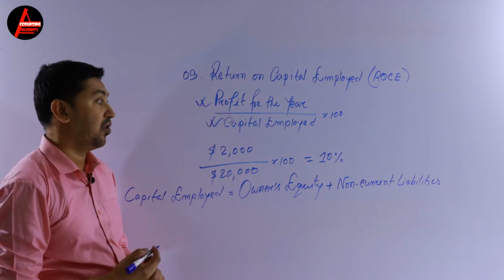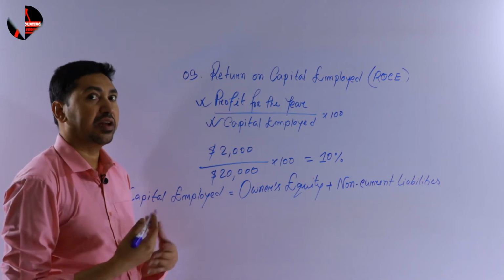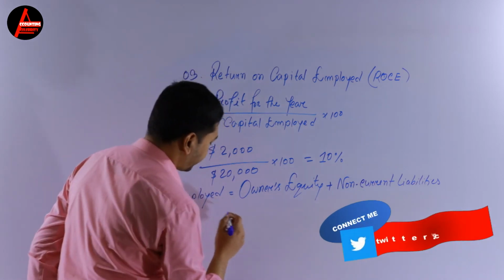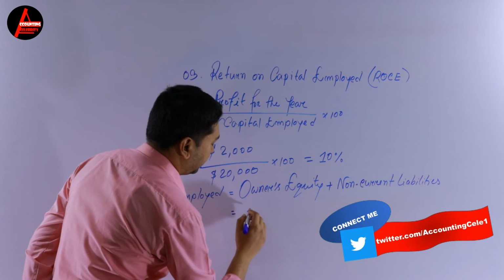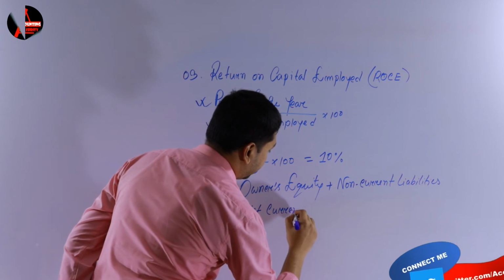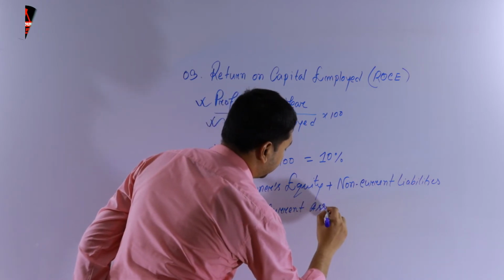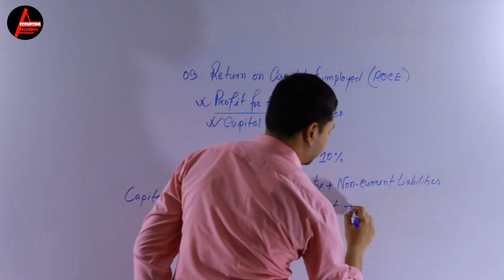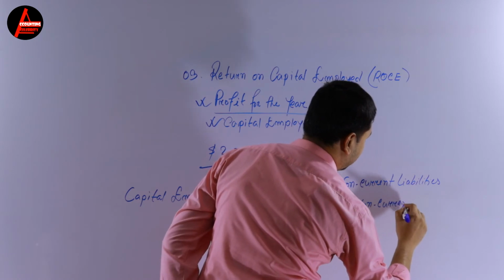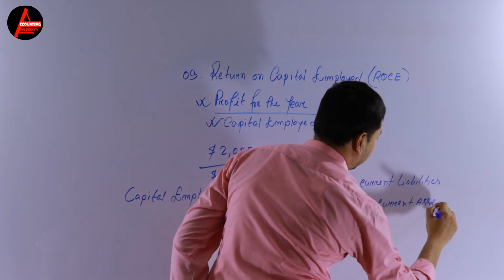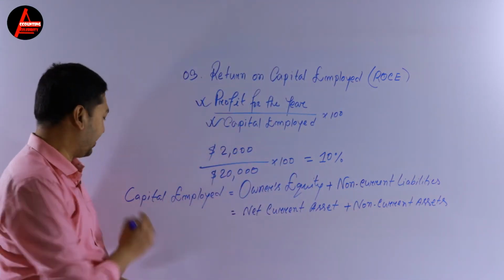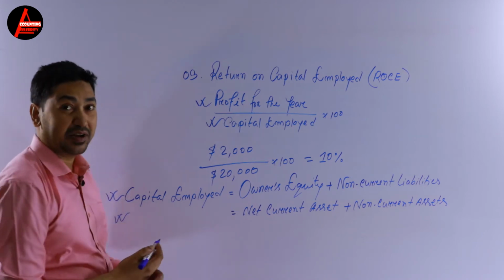Okay, so there is another way you can calculate your capital employed. How? See here, capital employed equals net current assets plus non-current assets. Okay, so this is another way to calculate your capital employed. So two ways to calculate capital employed.